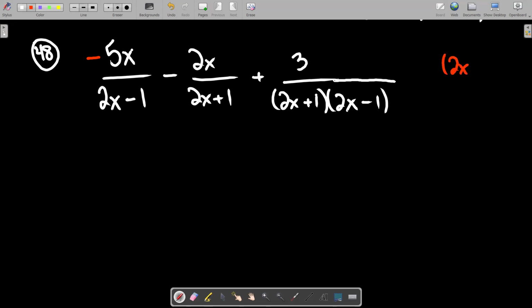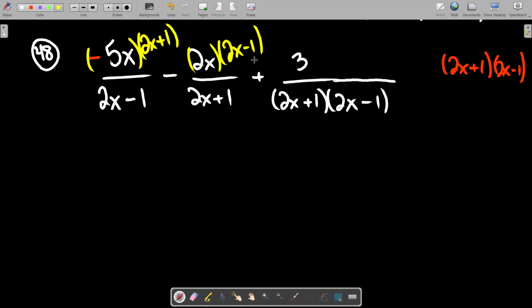Right, so we need to build 2x plus 1 times 2x minus 1. So what does the first fraction need? It needs a 2x plus 1. What does the second fraction need? It needs a 2x minus 1. And what does the third fraction need? Good job, guys. Let's finish this out. Timing was a little closer than I meant, but we got a couple minutes.